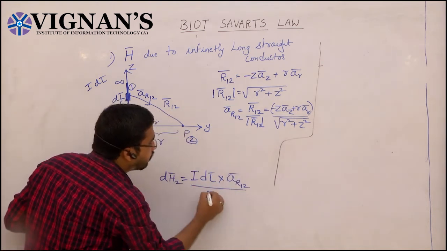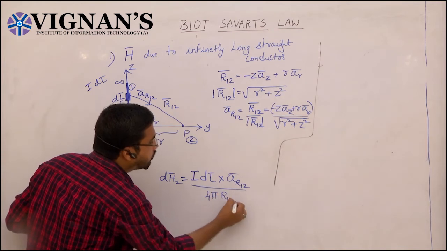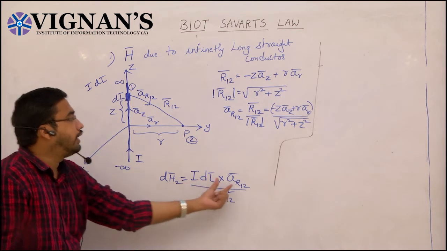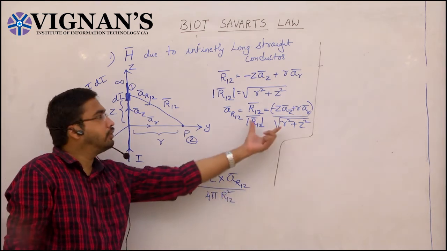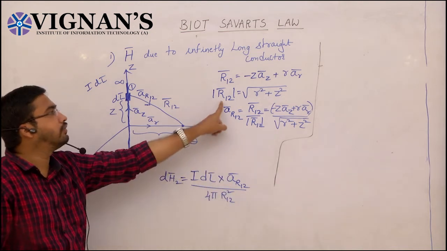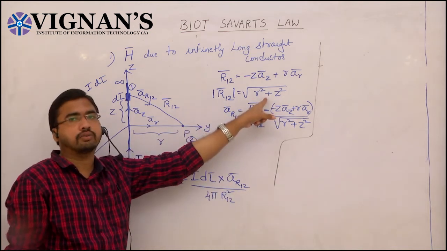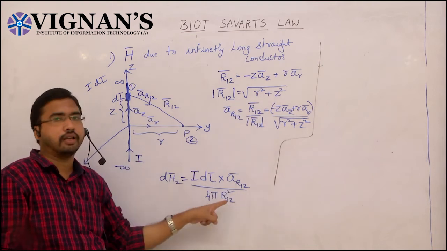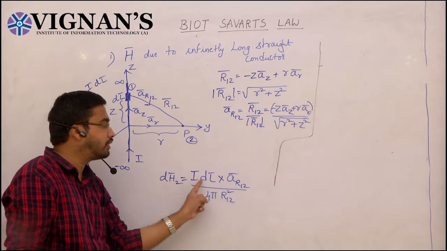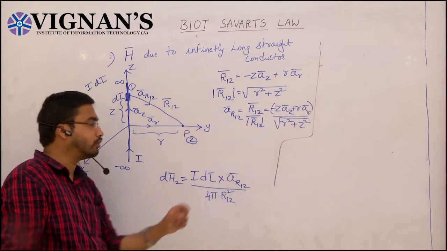AR12 by 4 pi R12 square. Okay. So here in the place of AR12 you can substitute this value, and mod R12, that magnitude of the distance is already root over r square plus z square. Substitute all these values. Now we need to find the cross product for this dl bar and AR12.